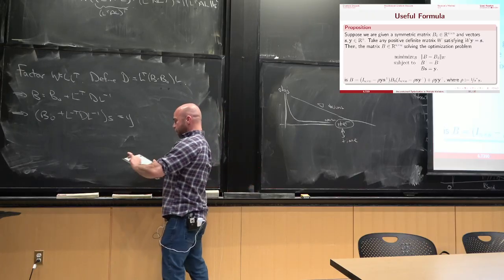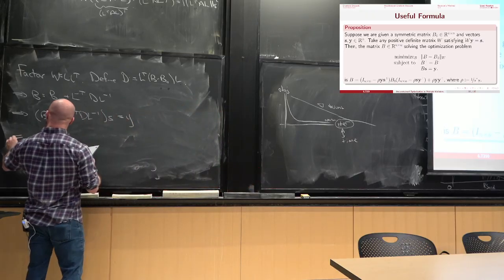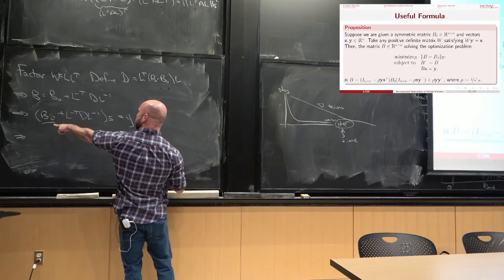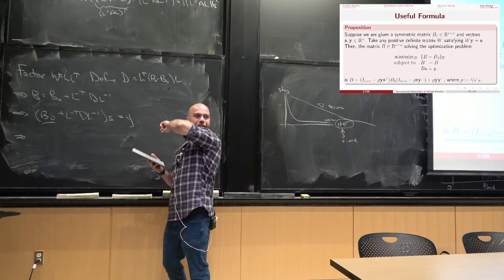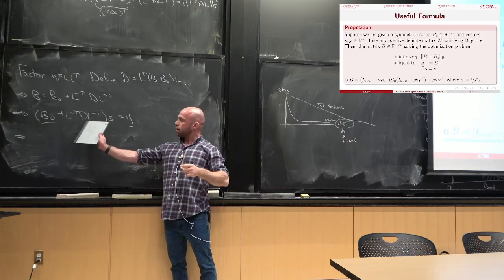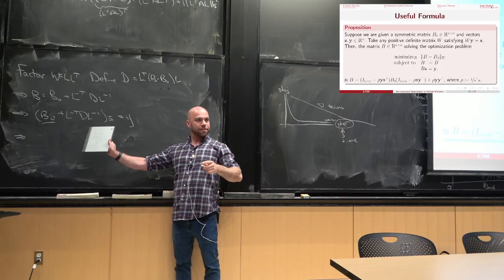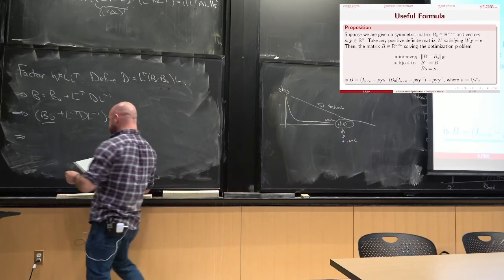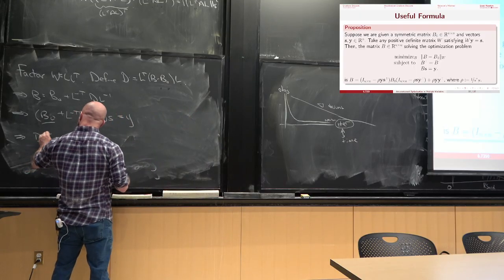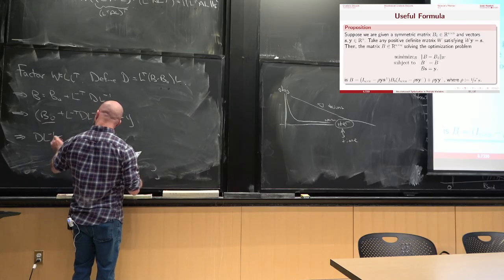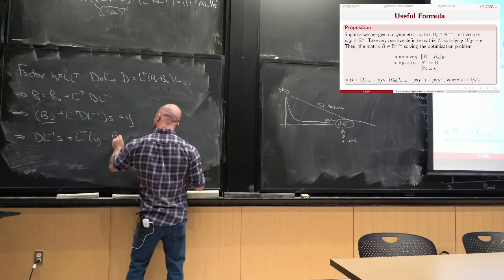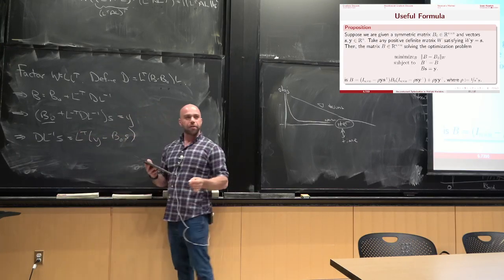So if we reshuffle this expression a little bit, notice this guy is a constant, so we can just move B naught times S to the right-hand side, because the thing that we don't know in this expression is D. And we can pre-multiply by L transpose. What we're going to get is D L inverse S is equal to L transpose times Y minus B naught S. Does everybody agree with me so far?